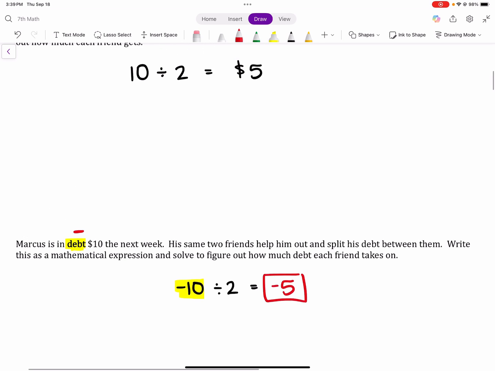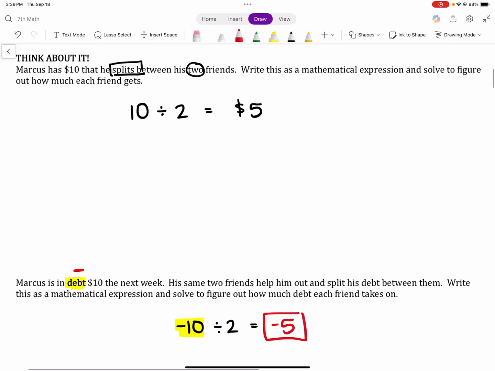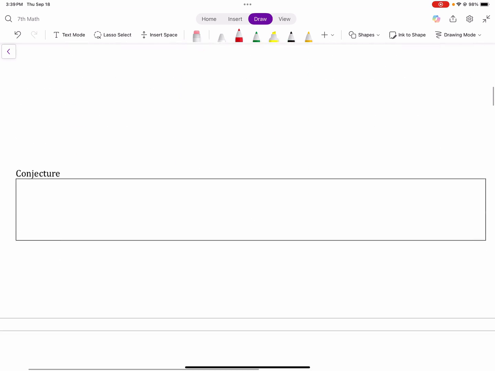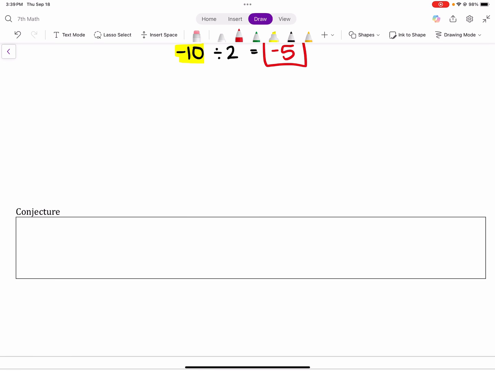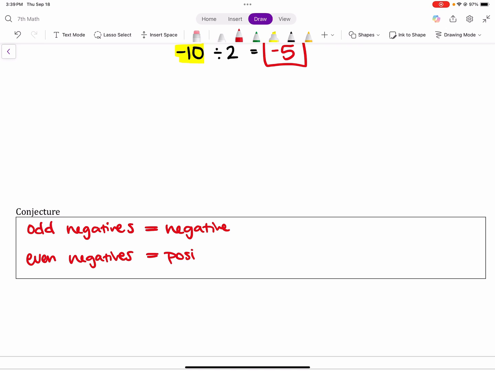So just really reiterating yesterday's rule, if there is one negative, your answer is negative. If there are two negatives, your answer is positive. So let's write that down together. An odd number of negatives equals a negative. An even number of negatives means they all have a partner to cancel themselves out, so that leaves you with a positive answer.